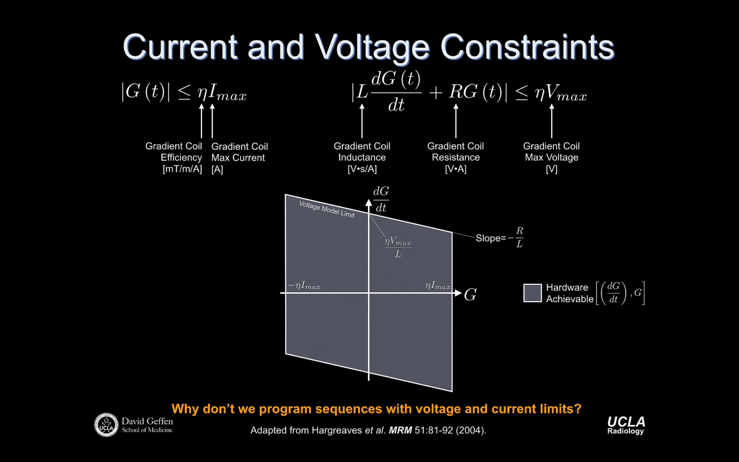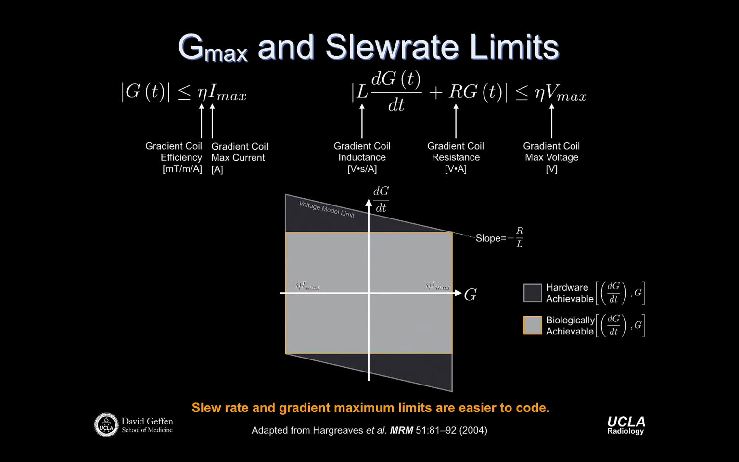But we don't really want to design our sequences in terms of voltage and current limits, right? What you're going to learn about in this class is why we're going to specify a certain Gmax and a certain slew rate. We don't want to be designing sequences in terms of voltages and currents. This outside box is the voltage and current limit for a given gradient amplifier, basically. More practically, we have some different limits in place. This inner box here is what we call biologically achievable.